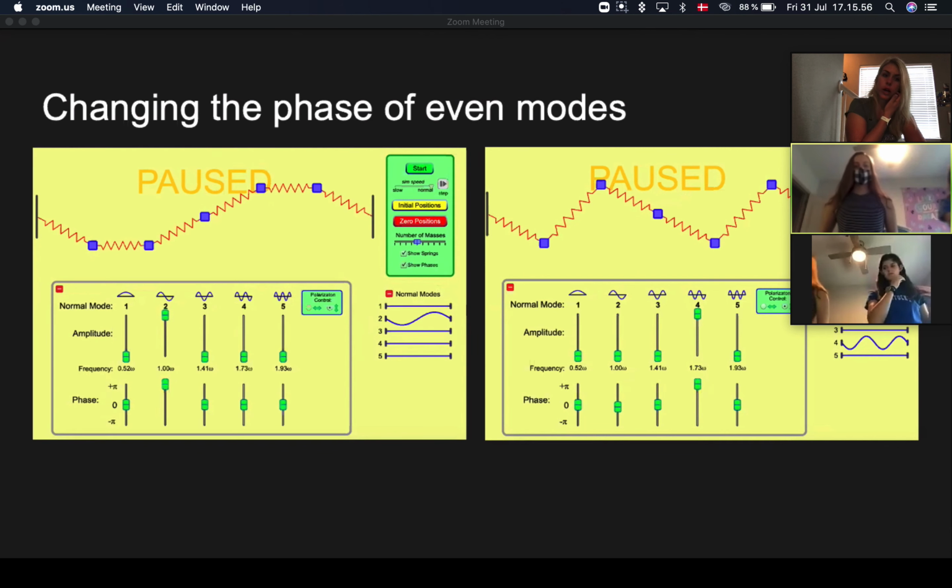So in order to try and counteract the effect that changing the amplitude of the even modes has, we looked at the phases, and we found that if you change the phase of the even modes 2 and 4 to pi instead of 0, that increases the height of mode 5, as you can tell in the 2 pictures below.